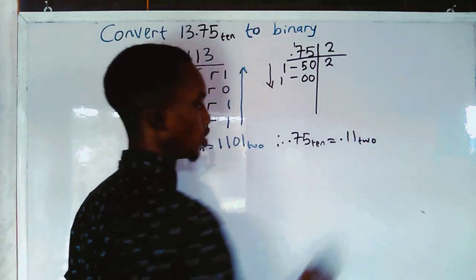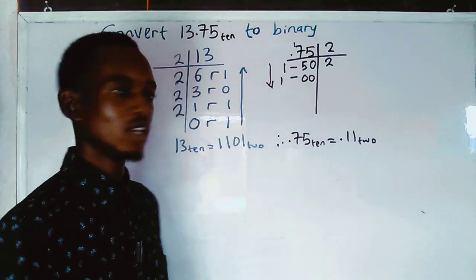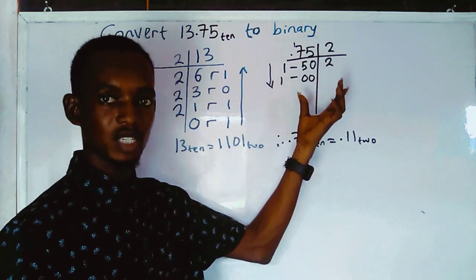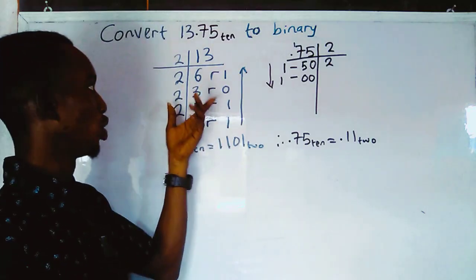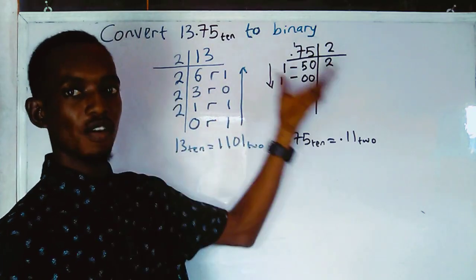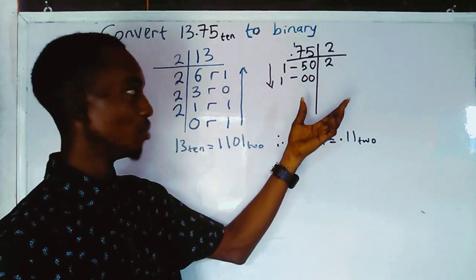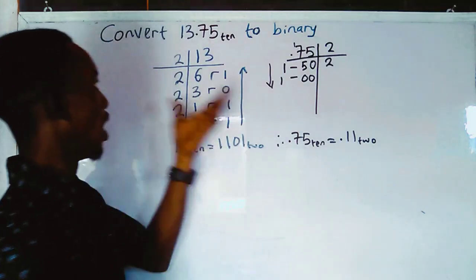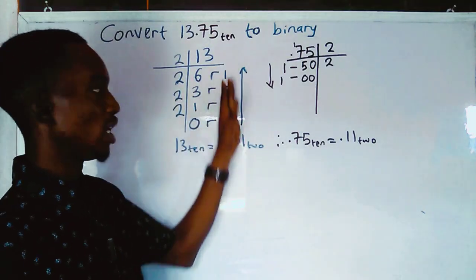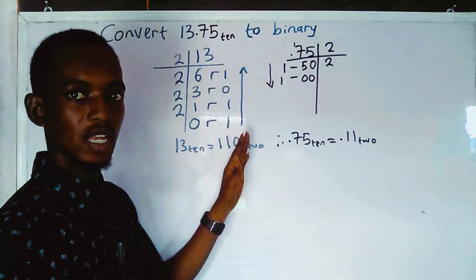0.11 base 2. Now, can you see the logic here? When you are converting the decimal part to binary, you do the total opposite of this. For the whole number, you repeatedly divide. For the decimal part, you repeatedly multiply. Are you getting it? You repeatedly multiply. Also, for the whole number, you keep the remainder. You write the remainder outside.